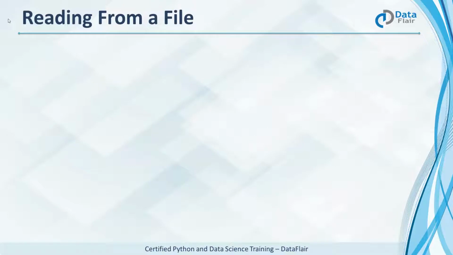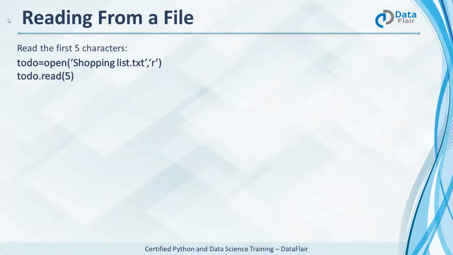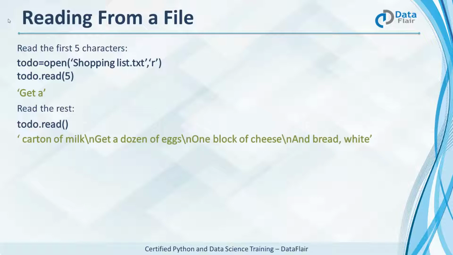Now let's learn to read from a file. Let's read the first 5 characters: open it in read mode and read the first 5 characters. This gives us the string "Get a". To read the rest, call it with no arguments and it will read everything that's left. And now that there's nothing left to read, it prints out an empty string.